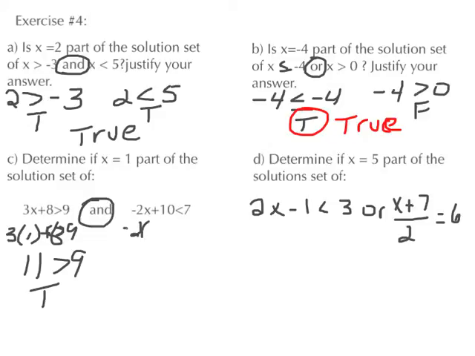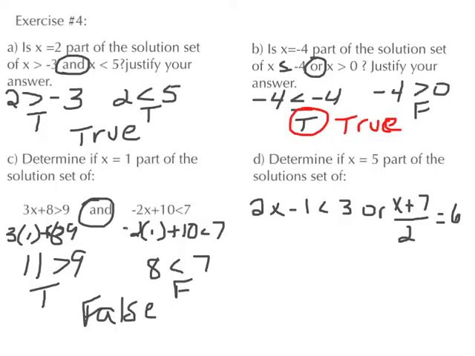Negative 2 times 1 plus 10 less than 7. Negative 2 times 1 is negative 2. Negative 2 plus 10 is 8. Is 8 less than 7? No, it is not. So because they are not both true, this is a false statement. Remember, with an and, they both have to be true. And in this case, there's only one that's true.